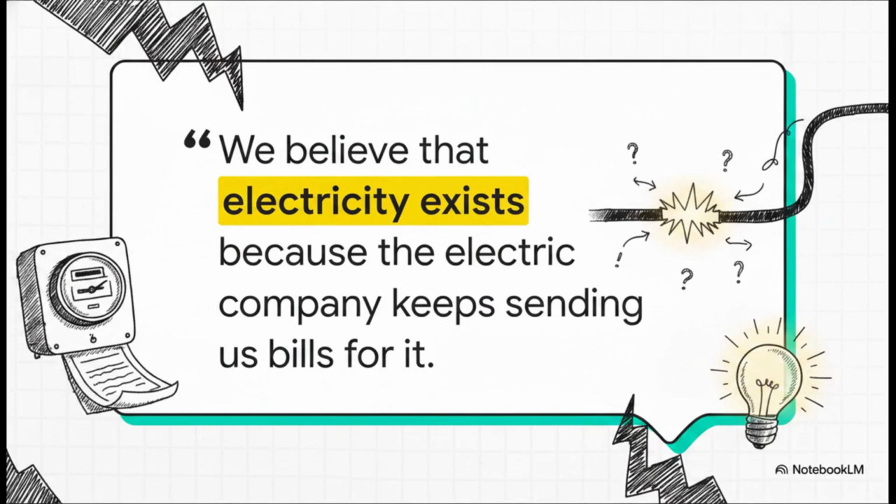You know, the humorist Dave Barry once wrote, "We believe that electricity exists because the electric company keeps sending us bills for it, but we cannot figure out how it travels inside wires." And honestly, that is incredibly relatable. We kind of all share this baseline of confusion simply because electricity is invisible. It feels like magic. But by the end of this explainer, you're going to understand exactly how it travels and how engineers actually control it.